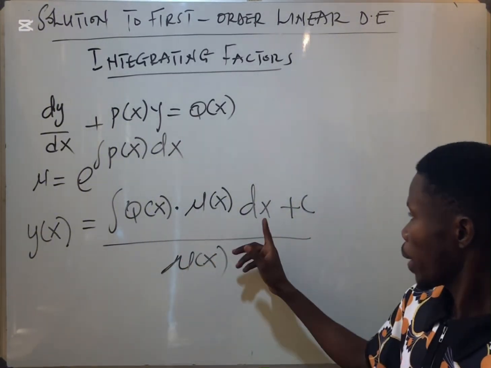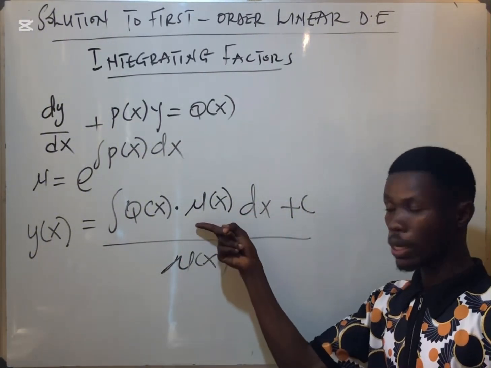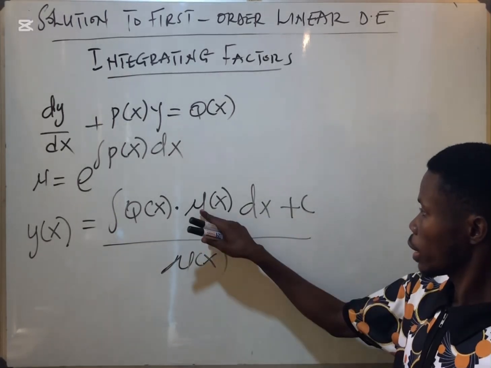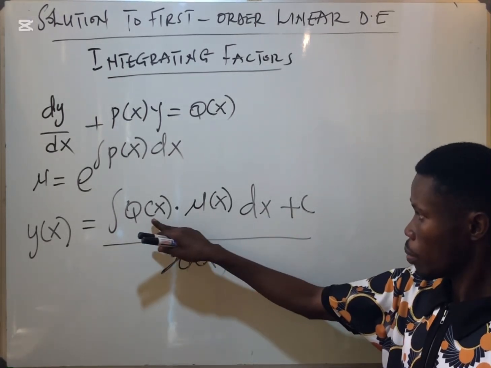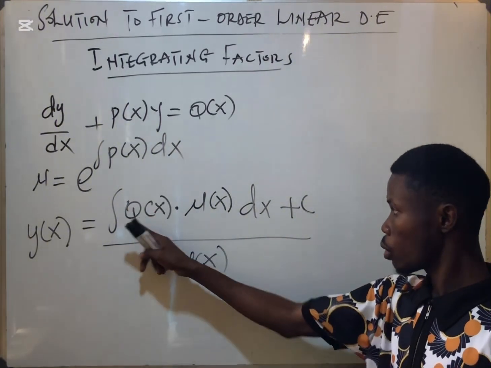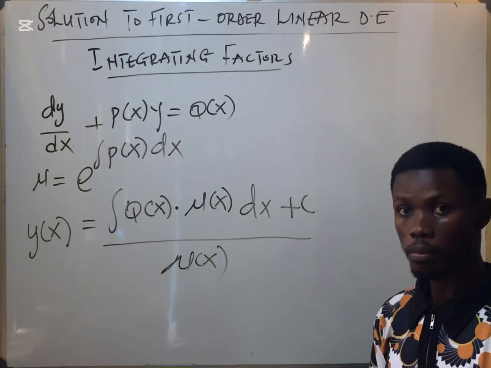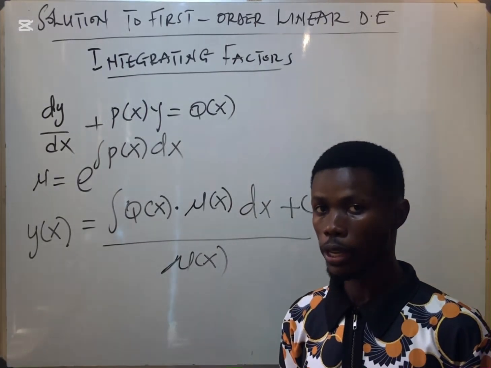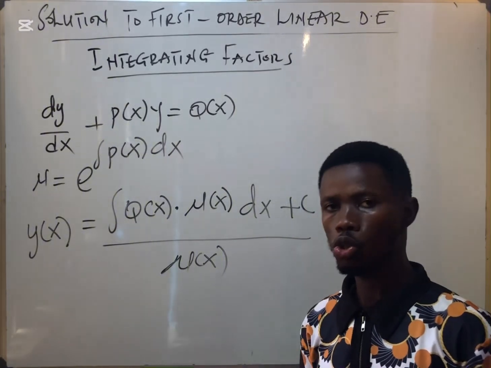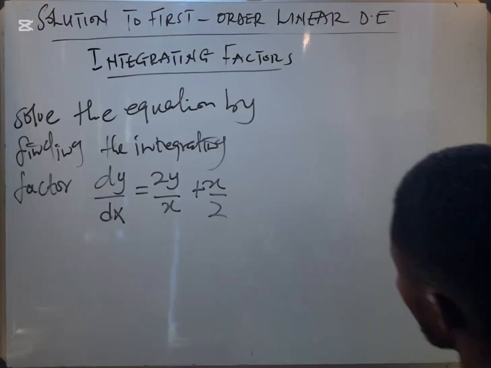Okay, remember this C here is not part of the integral. It's outside the integral. Is that okay? And this is the integrating factor multiplying by this, or divided by the integrating factor, and you have to integrate the whole of this before. Is that okay? Thank you. So now let's look at an example of how we apply these formulas to solve those examples.